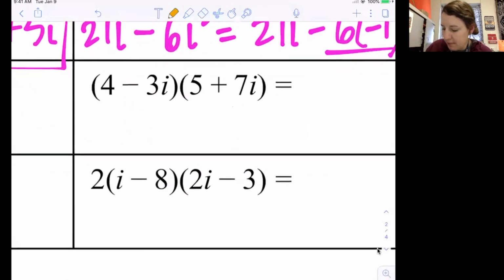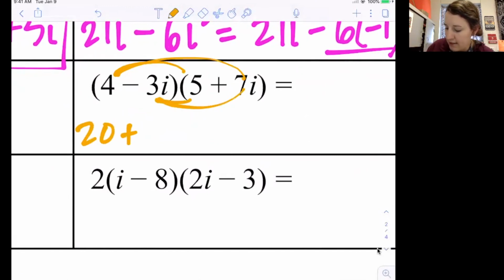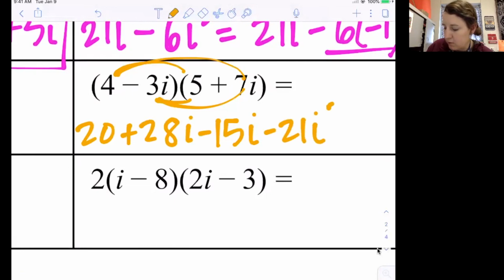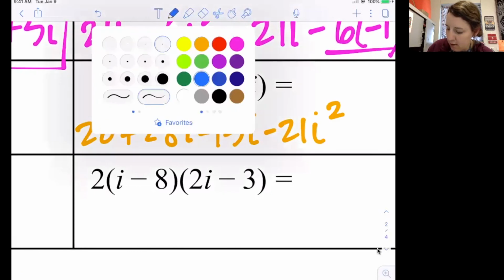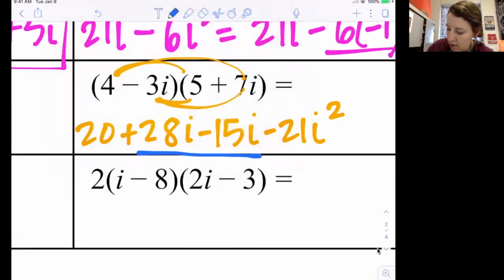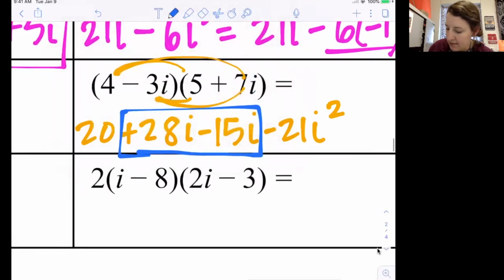Okay, let's look at this example. So I have to distribute again. 4 times 5 is 20. 4 times 7i is plus 28i. Negative 3i times 5 is negative 15i. Negative 3i times 7i is negative 21i squared. So let's look at things we can simplify. Okay, right here, 28i minus 15i.